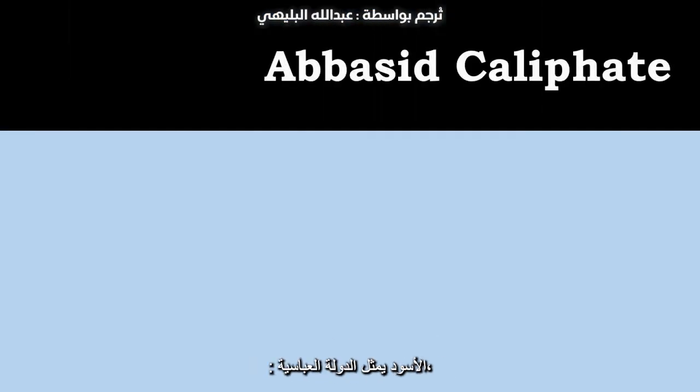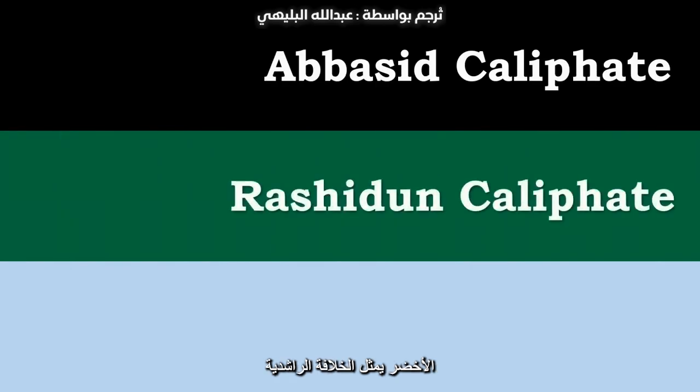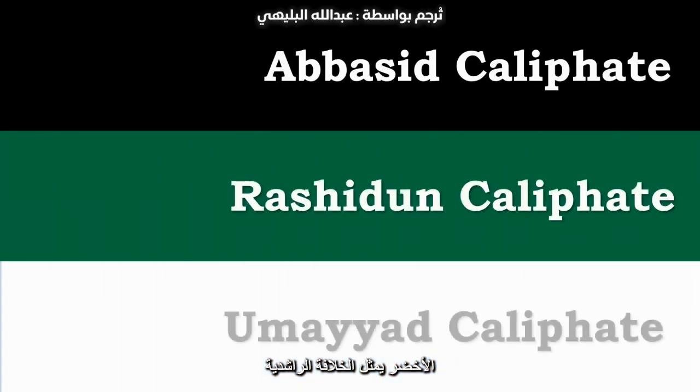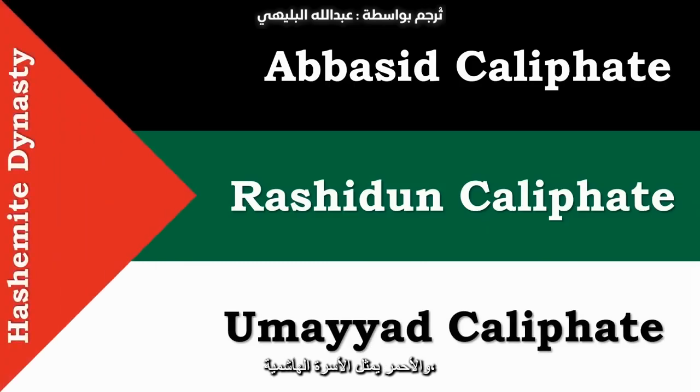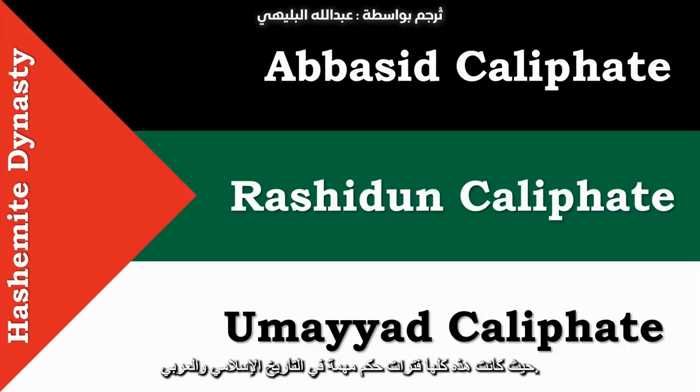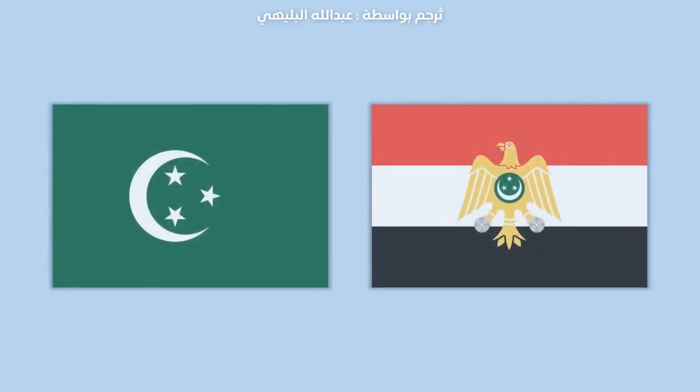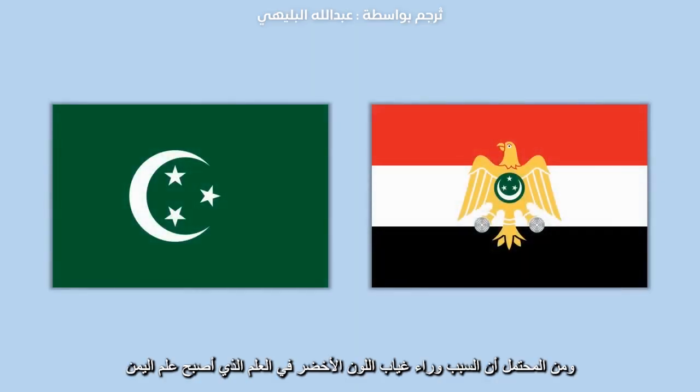Now the significance behind this flag is that the black colour is standing for the Abbasid Caliphate, the green colour is standing for the Rashidun Caliphate, the white colour is standing for the Umayyad Caliphate, and the red colour is for the Hashemite dynasty, as these were all important periods of rule by various families throughout Muslim history, and indeed Arab history too.